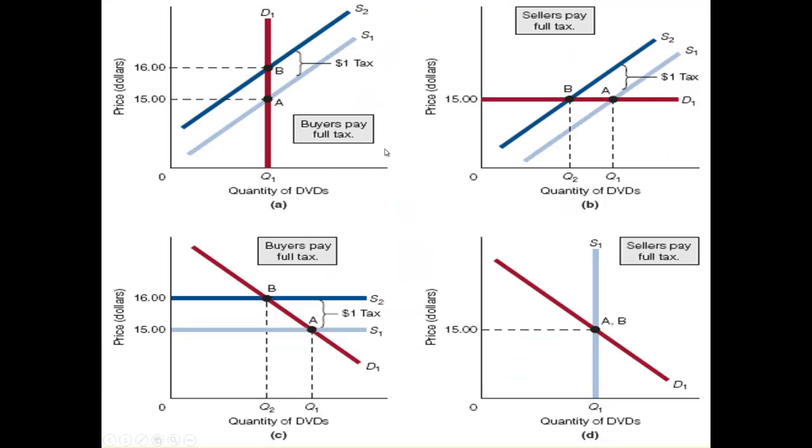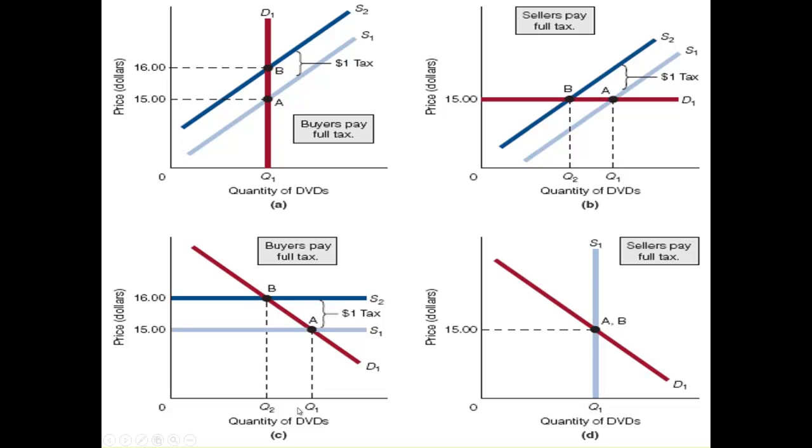Here are some scenarios. Part A is when demand is perfectly inelastic. In that case, buyers pay the full burden of the tax, as you see, from here to here. Part B is when sellers pay the full tax, when demand is perfectly elastic. So we go from here to here for the new equilibrium because of the tax, supply shifts to the left, and the price still is $15. So buyers don't care. Buyers pay the same. But it's sellers who pay all the burden of the tax.